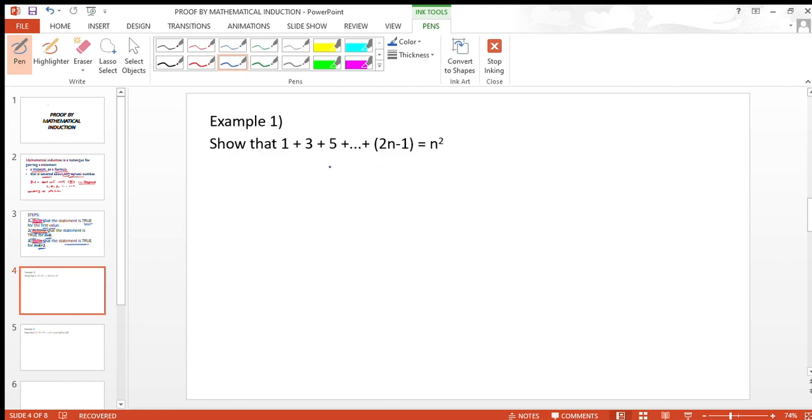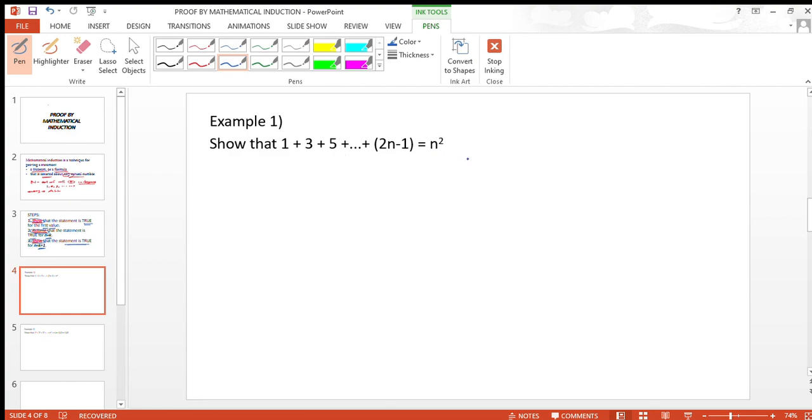Okay, so for example, if your n here is, let's say, 4. So if n is 4, you have 2 times 4 is 8 minus 1 is 7. So it means you will be considering 1 plus 3 is 4, plus 5 is 9, plus 7 is 16.